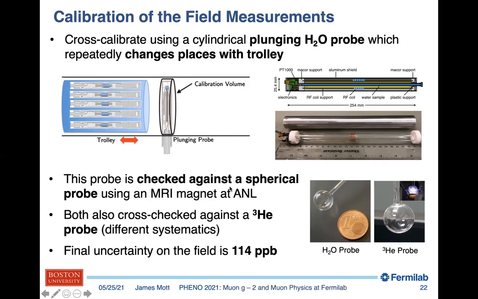Then we can take this probe out and take it over to an MRI magnet that we have at Argonne, and we use that to compare against this spherical probe, which has smaller systematics. And this is kind of really the gold standard for the field. We cross-check everything as well against this new probe that we developed with helium-3, and everything works, and this has got different systematics. So if you plug it all together, the final uncertainty from the calibration and the tracking and everything else with the field is 114 parts per billion. And so it's much smaller than statistical uncertainty at this stage.